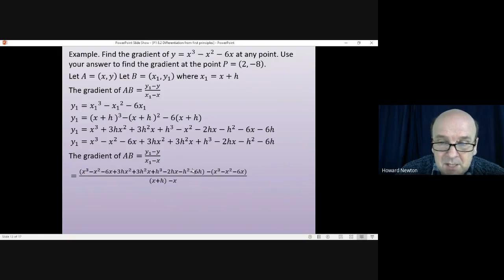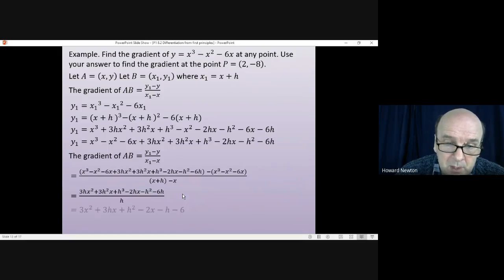Now, a lot of things cancel straight away. The x cubed here cancels with the x cubed there. So do the x squareds. So does the minus 6x. And on the bottom, the x's cancel with each other. So the whole thing quickly simplifies to that. All of those terms on the top have an h in them, so we can divide by h. And when we do so, that is what we get.